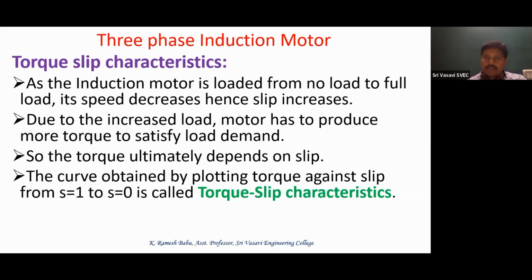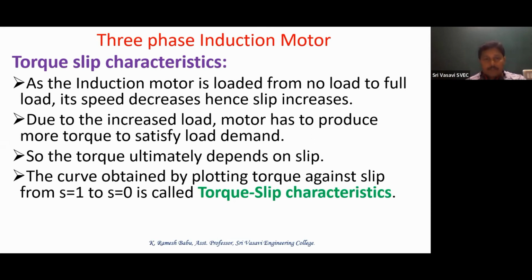For example, if the three-phase induction motor is loaded from no load to full load, when we apply the load, its speed decreases. When its speed decreases, slip will increase, according to the formula s equal to (ns minus n) by ns. When the slip increases, according to the torque equation, torque must increase, to satisfy the load demand.